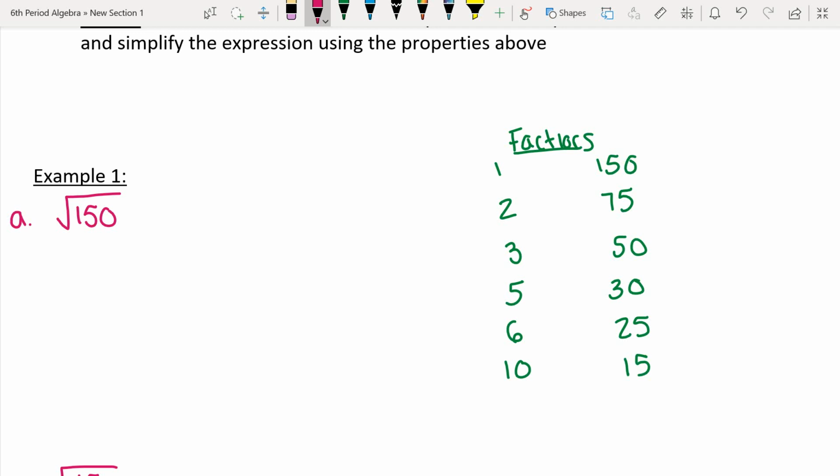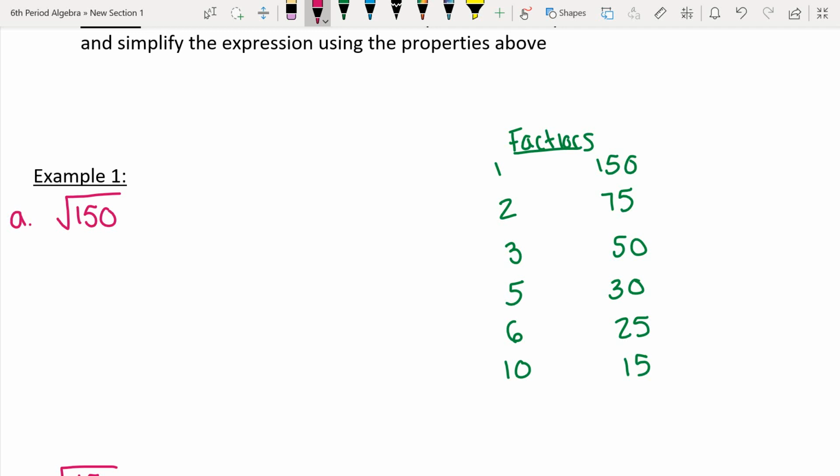2 is prime. Let's look at its other factor, 75. That is not a perfect square, so let me move on. 3 is prime. Let's look at its factor pair, which is 50. 50 is not a perfect square. Let me move on. I see 5. 5 is a prime number. Let's look at its factor, and it's a 30. Well, that's not a perfect square, so let me keep going.